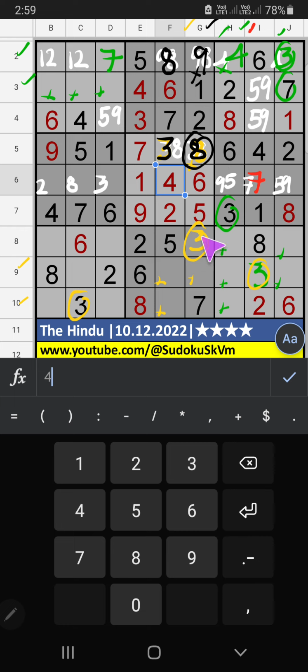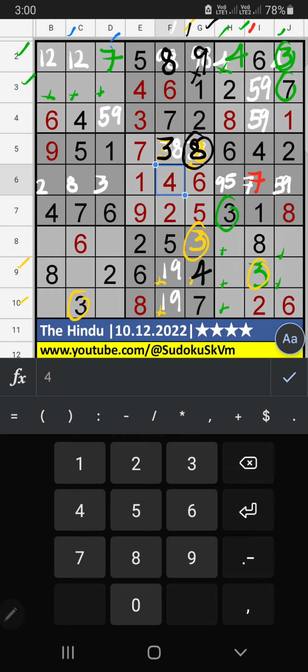Column G, we have 3. So 3 can't come in the cell, 3 is confirmed here. Then 8 is here. Column G, we have 8. So it can't come in the cell, 8 is confirmed here. Then 9 is here. Then column G, only 1 number is remaining, 4. 4 is confirmed here. Then column F, 2 numbers are remaining, 1 and 9. It will come in another 2 cells. We will confirm later.